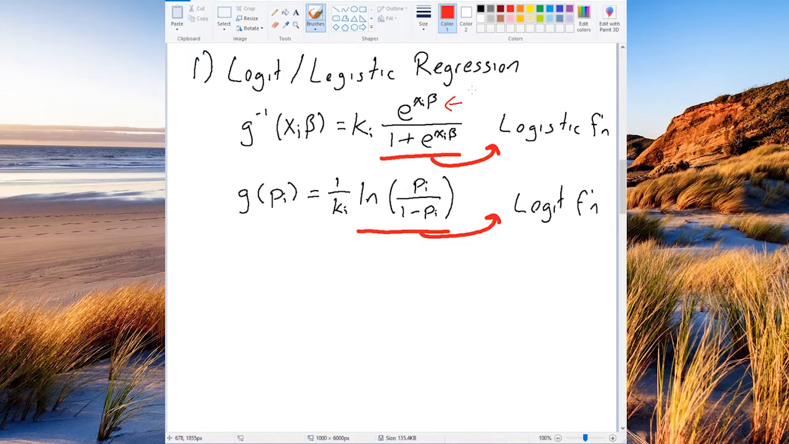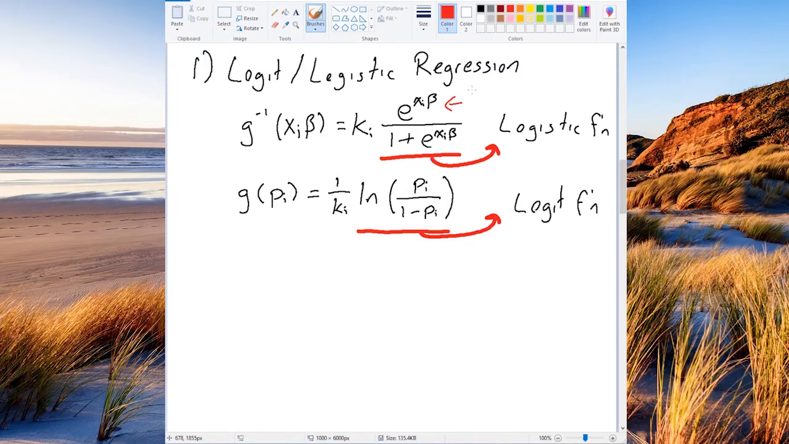which means if xi beta is 0, what is the logistic function going to look like? Well, if xi beta is 0, then e to the 0 is 1. I've got 1 over 1 plus 1. So whenever xi beta is 0, the probability of a success is going to be 1/2. If xi beta is 1, then I'm going to have e over 1 plus e. e is a little bit less than 3, so we're looking at something close to 3/4, about a probability of 0.75.